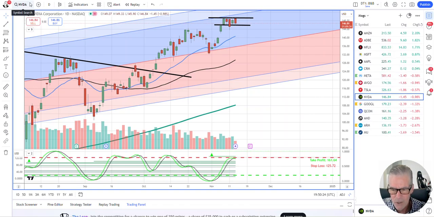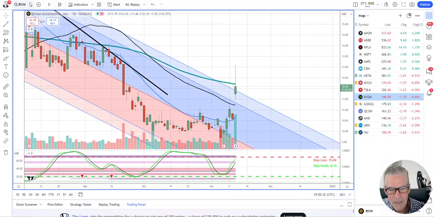It's potentially a hold if you're already long and you've got some profits. I would be trimming some of those profits off and raising up my stop. We'll look at Rivian, and then we'll call it a day.